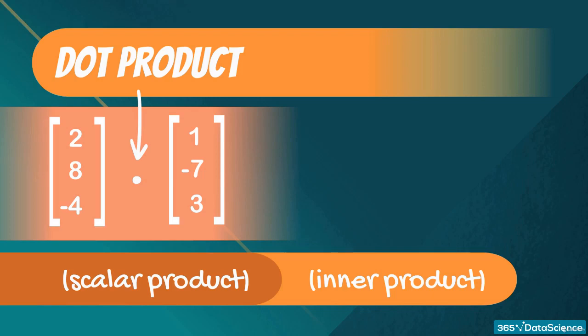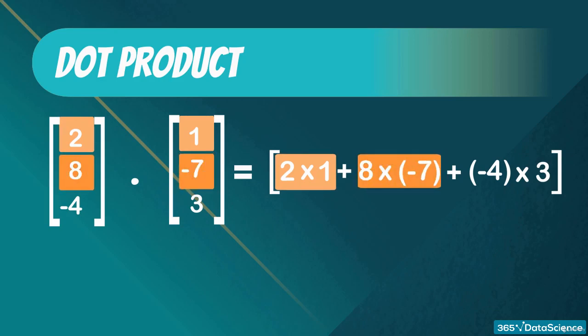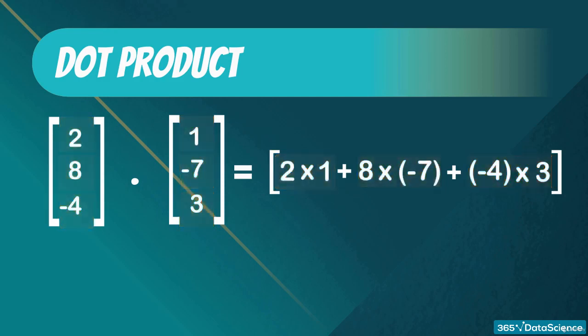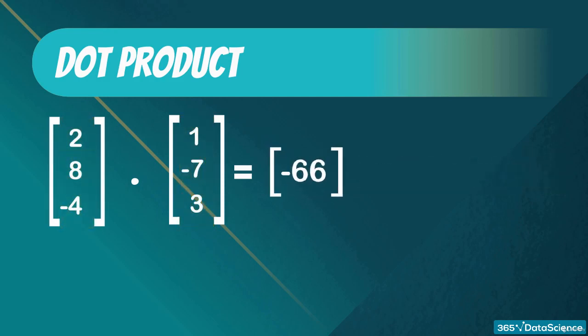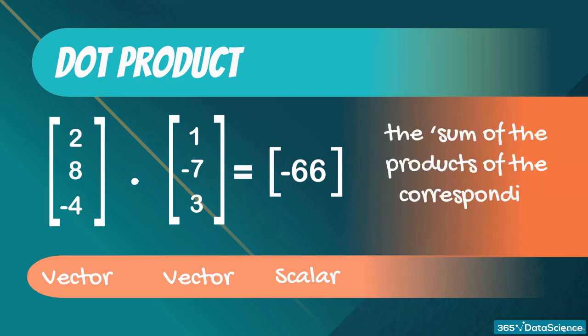It works like this. We multiply each two corresponding elements and find their sum. For our case, the expression is as follows: 2 times 1 plus 8 times minus 7 plus minus 4 times 3. The result is minus 66. As you can see, we multiplied two vectors and got a scalar. That is why we also call the dot product scalar product. By the way, note that the dot product is nothing more than the sum of the products of the corresponding elements.